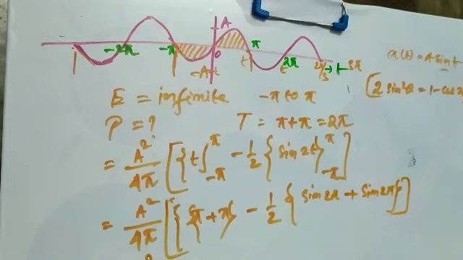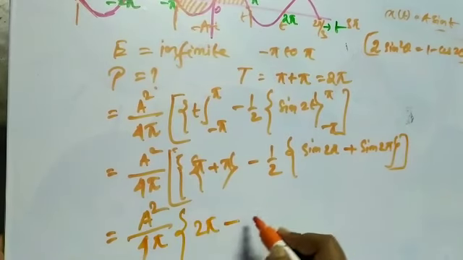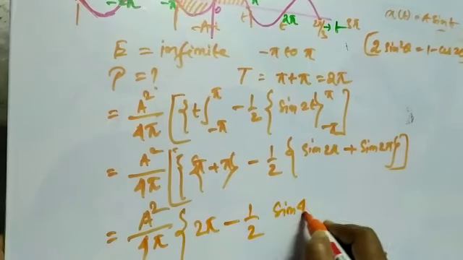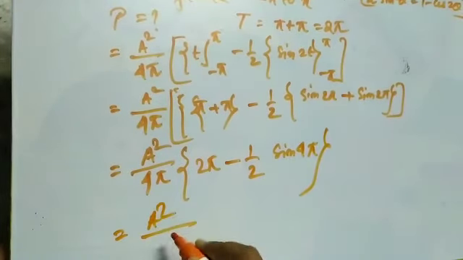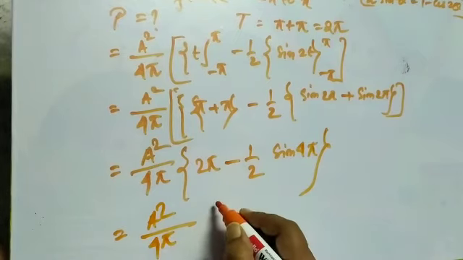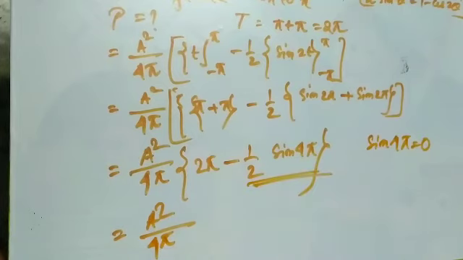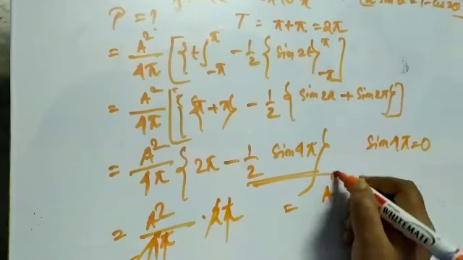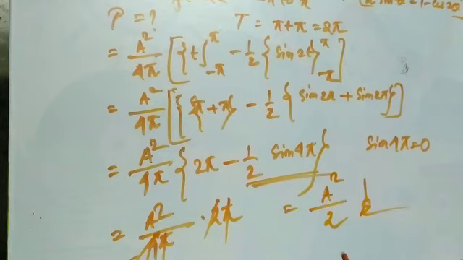Again it is A square by 4 pi, it is 2 pi, minus 1 by 2 sine 4 pi. Here the value of sine 4 pi is equal to 0, therefore this term is omitted. So only A square by 4 pi into 2 pi remains. Now pi is cancelled, and 2 is also cancelled. So our answer will be A square by 2. It is our desired answer. As it is a finite and non-zero value, the condition for a power signal is satisfied.